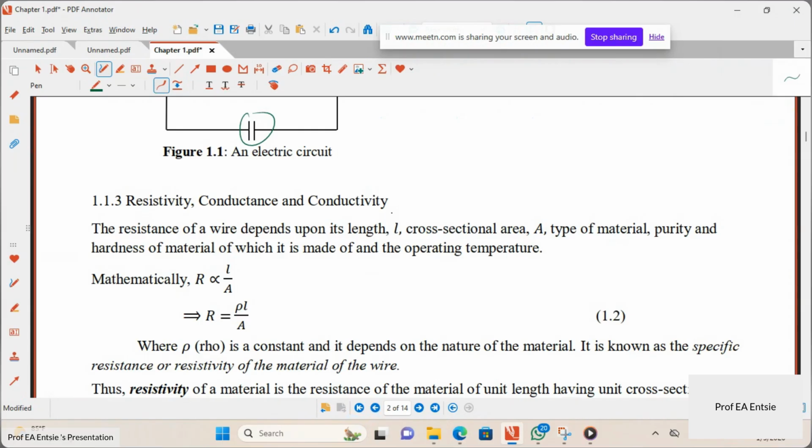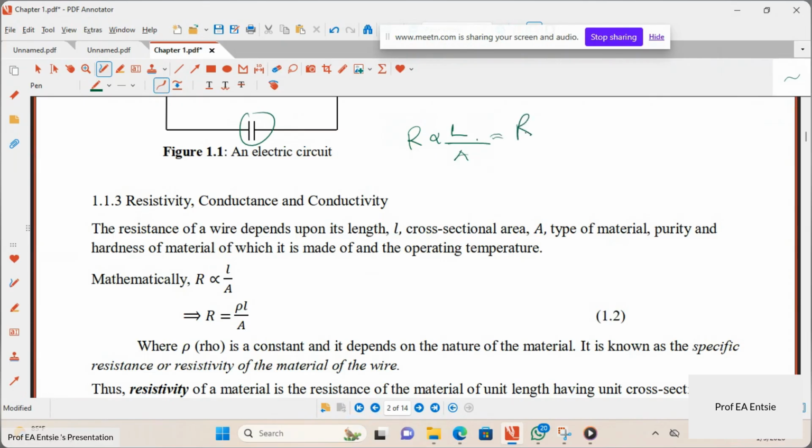Let's look at what resistivity, conductance, and conductivity are. So resistivity, you saw it in physics back in SHS. We said that resistance, R, is not resistivity, it's resistance. Resistance is directly proportional to the length of the conductor or wire and inversely proportional to the area.